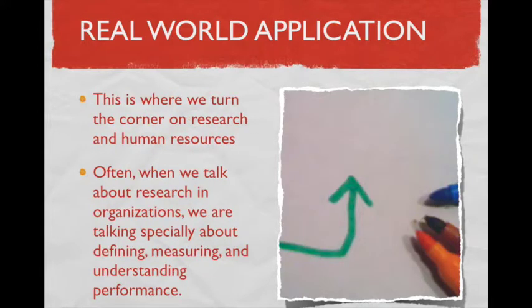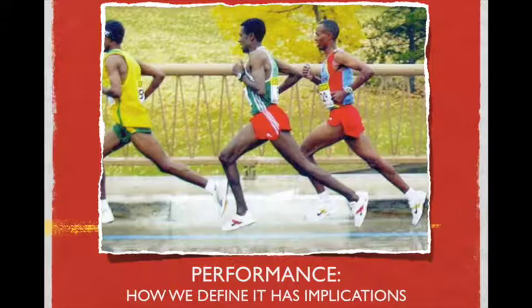So this is kind of where we turn the corner, I think, on research and human resources, and really here's where we begin to smash these things together, if you will. Oftentimes we talk about research and organizations, but what we're really talking about is defining, measuring, and understanding performance. Research is about contextualizing, defining, measuring, and understanding what we mean by performance. Research is the application of definition here. It is the actual measuring. It is the actual understanding. Here is where we begin to turn our corner.